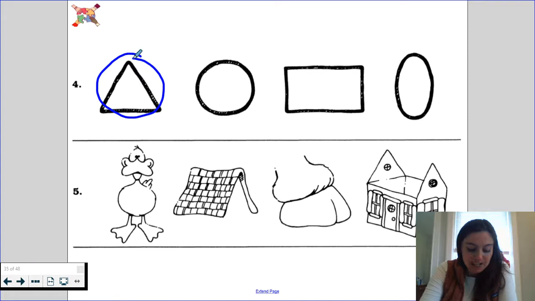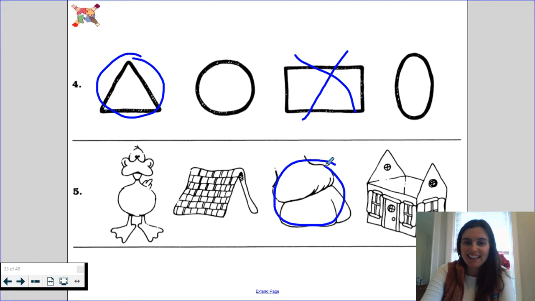Now we need to put an X on the shape that completes this analogy. Circle is to oval, as square is to rectangle. All right. And the last row, we need to circle the animal that completes this analogy. Dog is to paw, as horse is to what? Hoof. That's like the foot of a horse, just like the paw is like the foot of a dog.